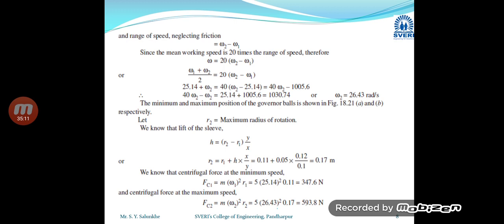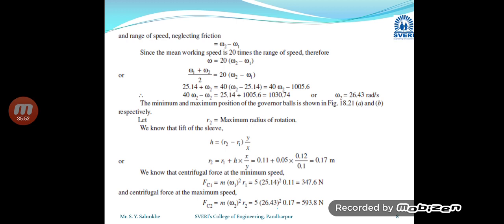Easily we can solve it by taking all terms of omega to one side and all constants to the other side. So the equation becomes 40 omega 2 minus omega 2 is equal to 25.14 plus 1005.6. So in terms of omega 2, omega 2 is equal to 26.43 radian per second. Omega 1 we already calculated as 25.14, and omega 2 we get as 26.43 radian per second.